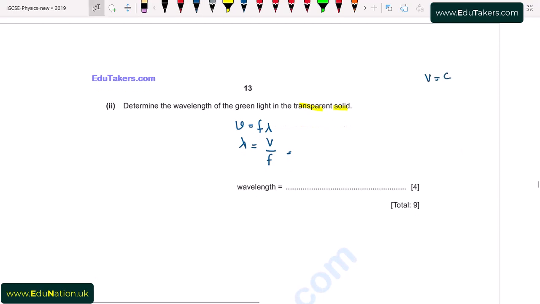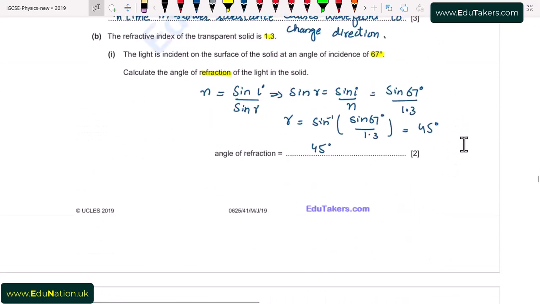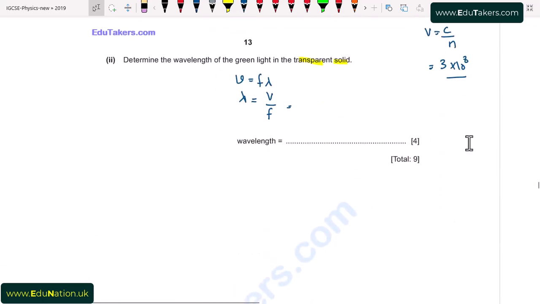V is equal to C over n, and C is 3 into 10 to the power 8, and the index of refraction is given as 1.3, which is also the refractive index. I write here 1.3. So the value of V comes to be 2.33 into 10 to the power 8 meter per second. We use this value of speed.